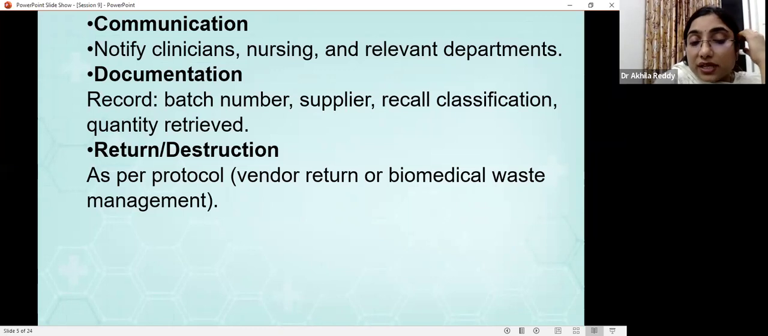And there is a process for return or destruction. It's our choice. A few medicines cannot be taken back. So those medicines should not be used, and we cannot keep them for long. That is, it is on a do not use label or something else. We should not keep them. So we should immediately destroy them if the vendor is not taking these things. A few medications, generic medications, and a few vendors, they won't take in return. So if that is the condition, then as per protocol, vendor return or biomedical waste management.